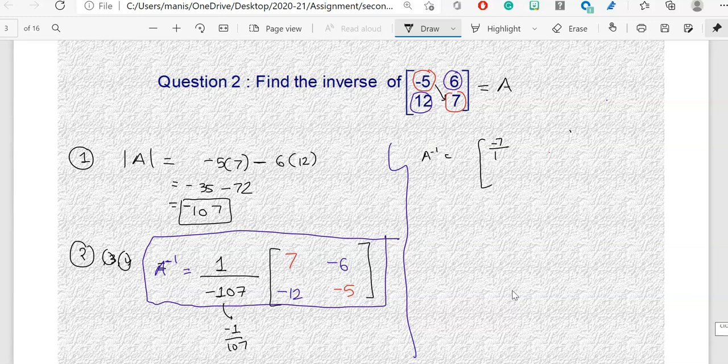Negative 7 over 107. You can use a calculator for this process. Negative 6 over negative 107. It gives you what? Negative 12 over negative 107. Let me rewrite this just to avoid any confusion.